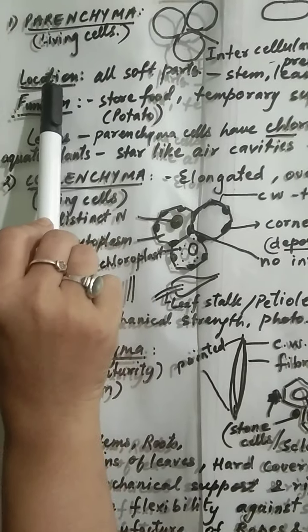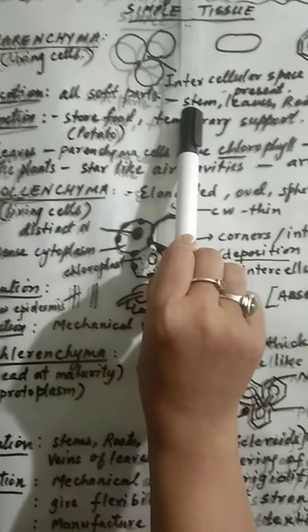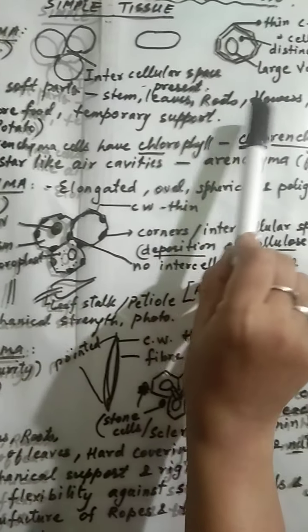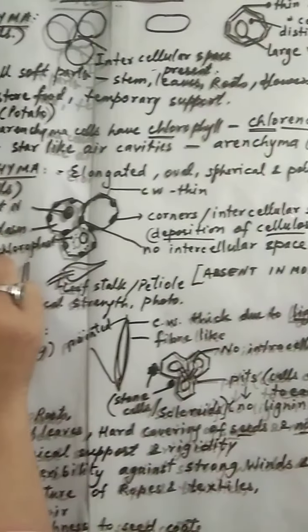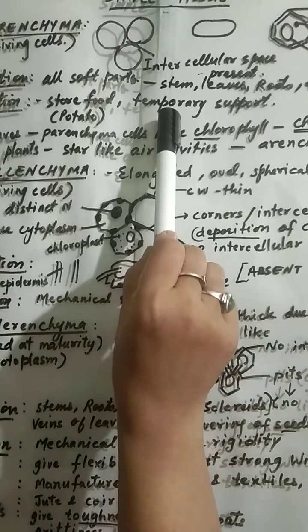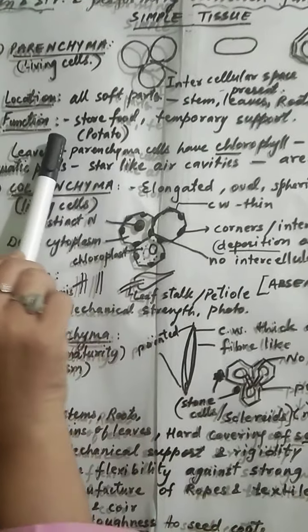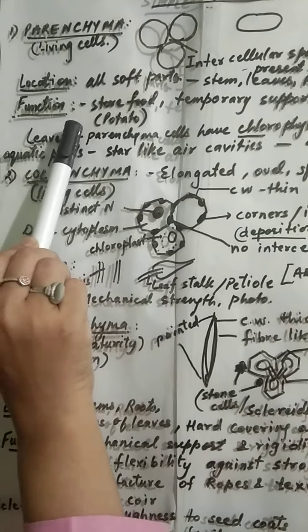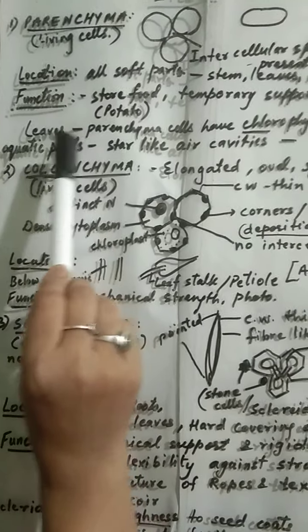Where are these parenchyma cells located? They are located in the soft parts like stem, leaves, roots, flowers and fruits. What is the function? Generally they store food. They also give temporary support to the plant. For example, the parenchyma cells present in potato store food in the form of starch.